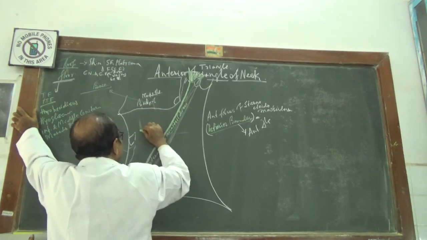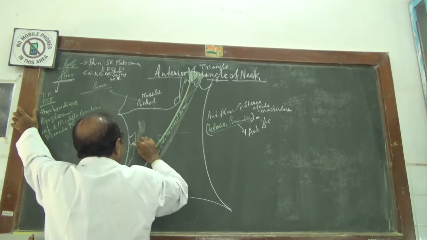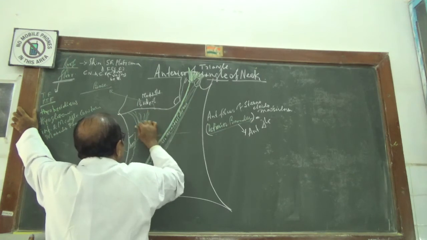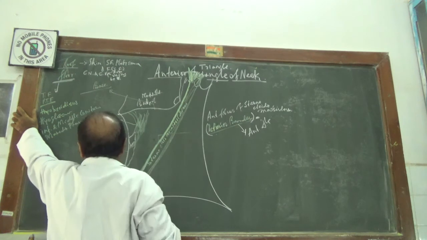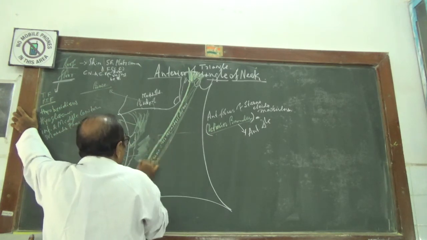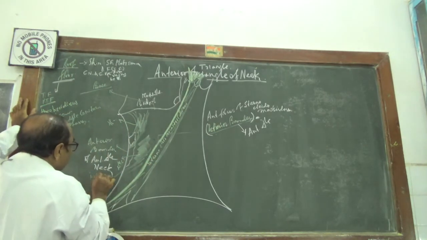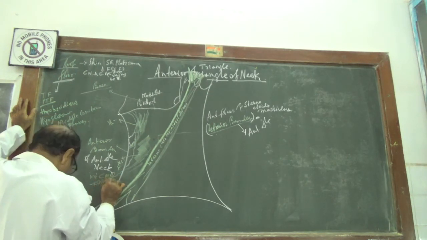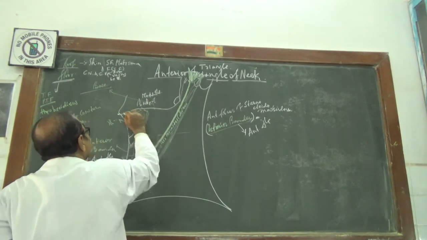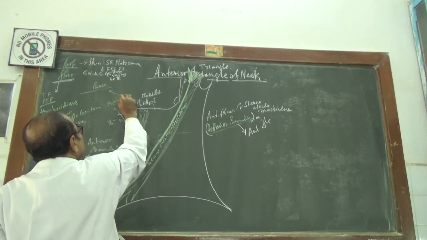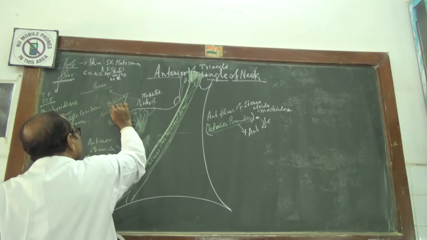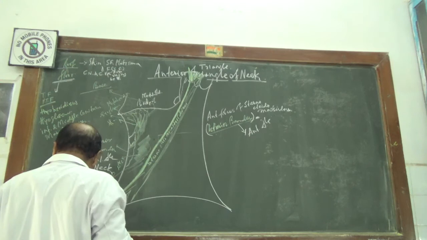So this is the thyrohyoid. Then you have the hyoglossus. This is the middle constrictor muscle of the pharynx. Now this is the inferior constrictor muscle of the pharynx. Apart from that, you will have other muscles. This is the mylohyoid, and then you definitely have the hyoglossus.